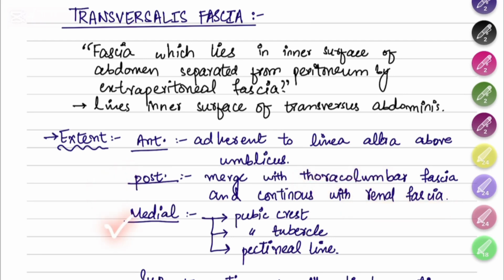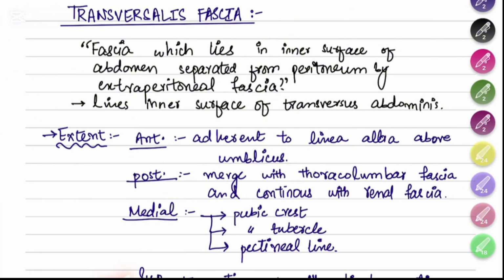In the medial aspect, it is attached to the pubic crest, pubic tubercle, and pectineal line. If we discuss the superior attachment, superiorly it is continuous with the diaphragmatic fascia, and inferiorly it attaches to the inner lip of the iliac crest and the lateral half of the inguinal ligament.